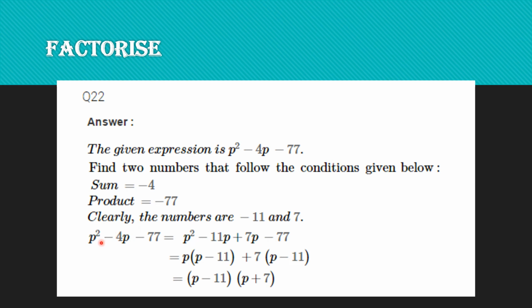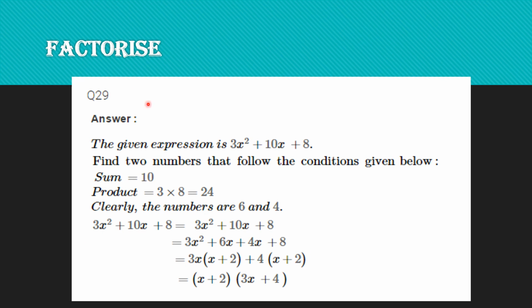So rewrite the given expression: p squared minus 11p plus 7p minus 77. Take the common term p outside. p into p minus 11, plus 7 if you take, we get p minus 11. The two factors are p minus 11 and p plus 7.